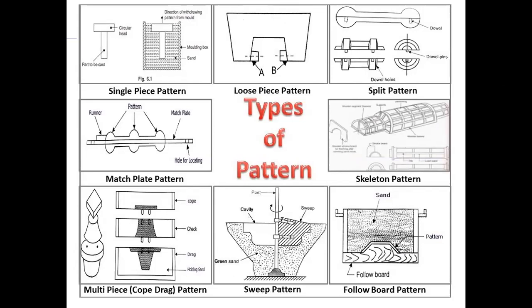If it is not just one, two pieces, cope and drag, and it is too large, then it will be split into three. The middle part is called cheek. It's not check, it's cheek. So cope, cheek, and drag. Three parts. So that's called a multi-piece pattern. Cope and drag is also called, but if it is to be made into more than two, then it's called multi-piece.